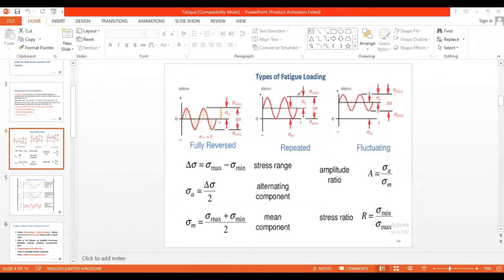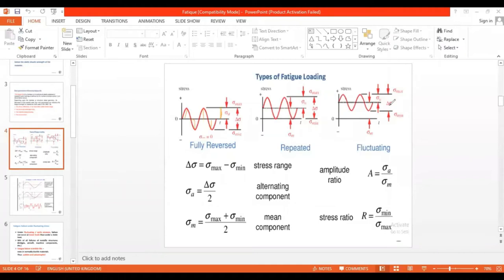But here, sigma max and sigma min both have values. So if you divide the sum by 2, that will pass through a point which is actually the mid of these two. That will not pass through the 0 point, right? That's why it is called the mean component. Maximum stress plus minimum stress divided by 2. Here also the case is the same. Maximum stress plus minimum stress divided by 2 is the mean stress or mean component, right?